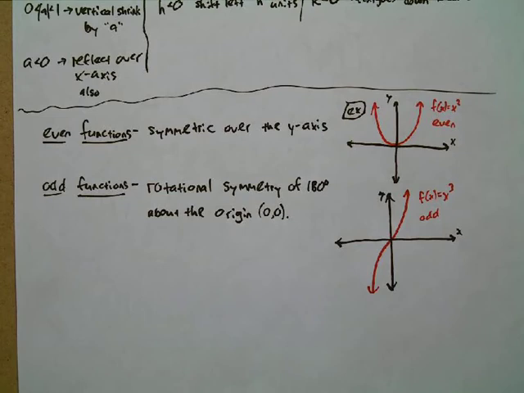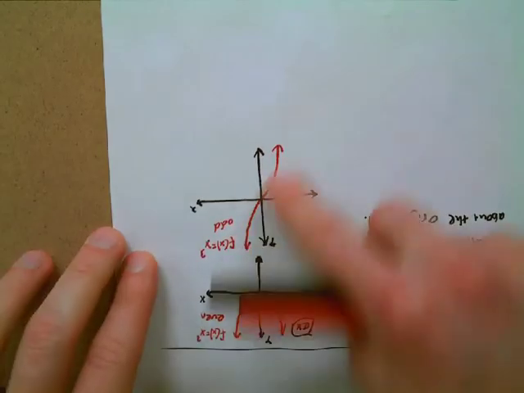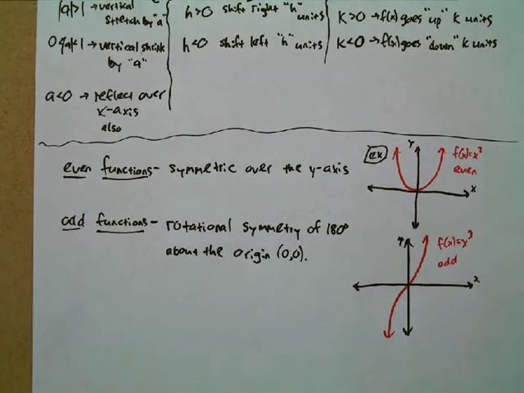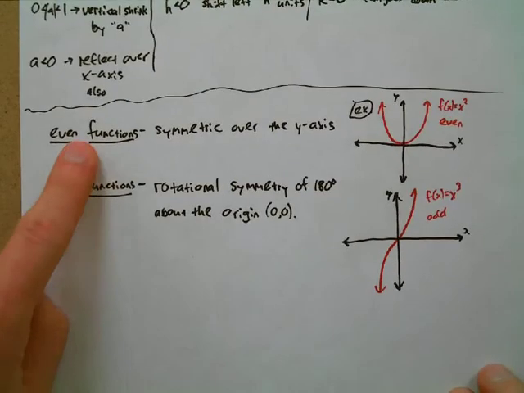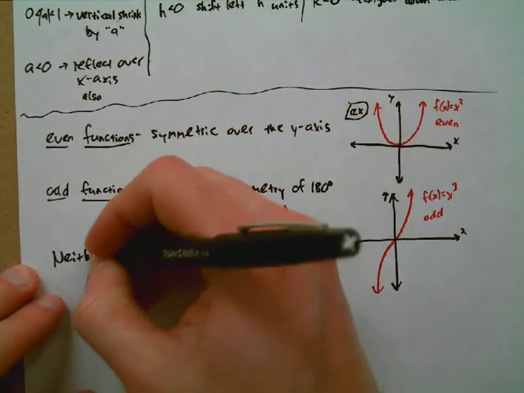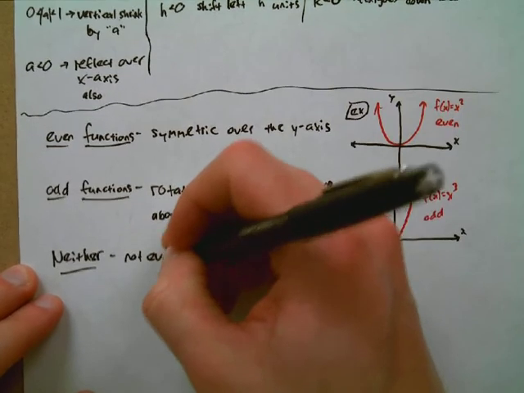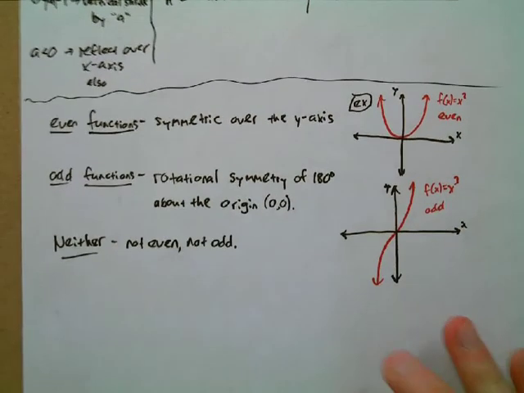It's odd, right? I could rotate this graph 180 degrees about the origin and it would look the exact same. I could take my finger here, put it at the center, rotate 180 degrees, and that looks just the same as my original function, right? So that's an odd function. If a function is not even, and not odd, then it's neither. That's just what we say. Not even, not odd.